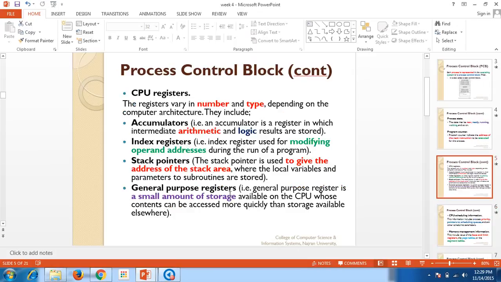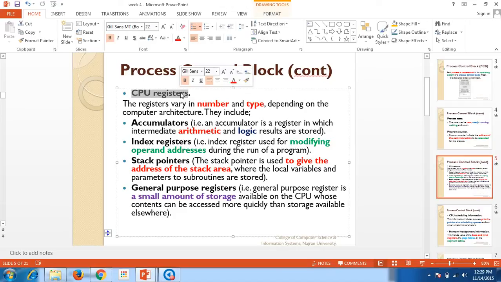So this will be the responsibility of the program counter. Then the important thing that we discuss, CPU registers, and we said that these registers depend on the architecture, how many registers and what are the types of the registers. So we have mainly the registers: accumulator, index registers, stack pointers, general purpose registers. What are accumulators doing? They are used to store the intermediate arithmetic and logic results.